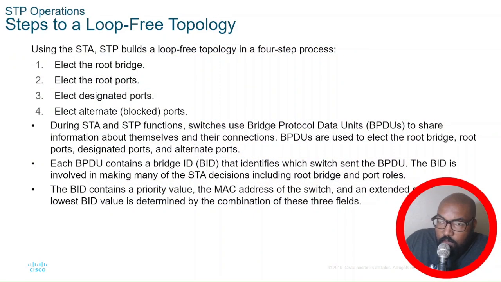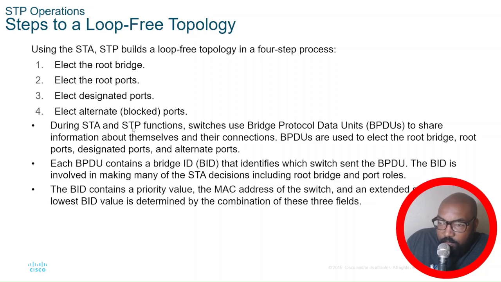So let's take a look at this. So steps to a loop-free topology using the algorithm spanning tree protocol. So it builds a loop-free topology in 4 steps. So the first thing that's got to happen, it's got to elect a root bridge. Okay, we need a root bridge. It needs to happen. We need to elect the root ports, and we need to elect the designated ports, and we need to elect the alternate ports, the ones that are going to be blocked.